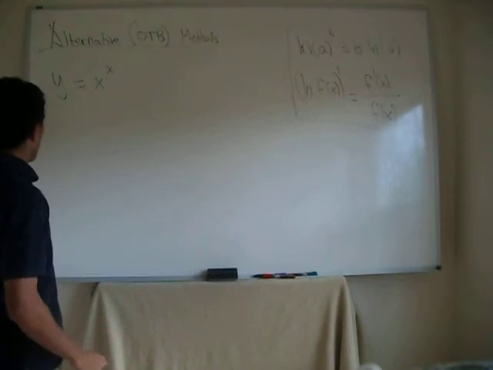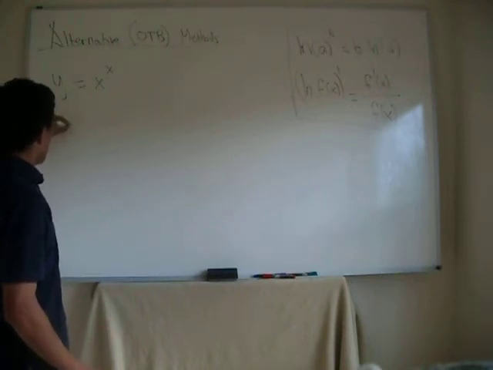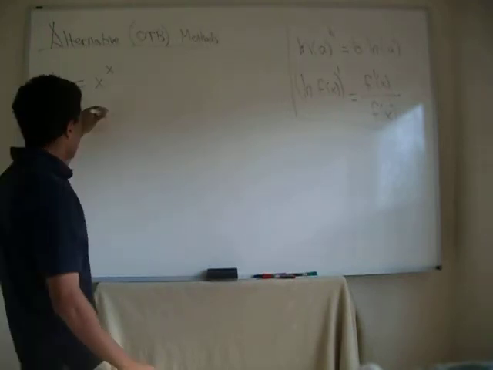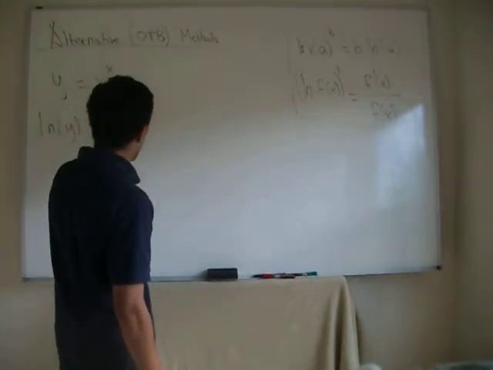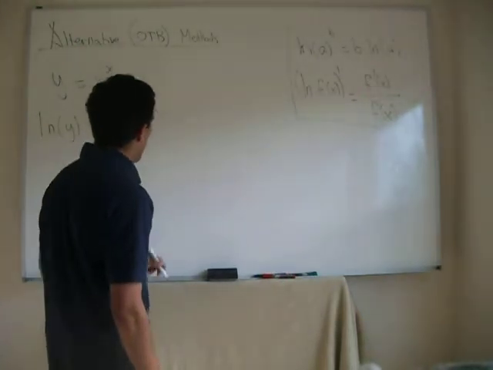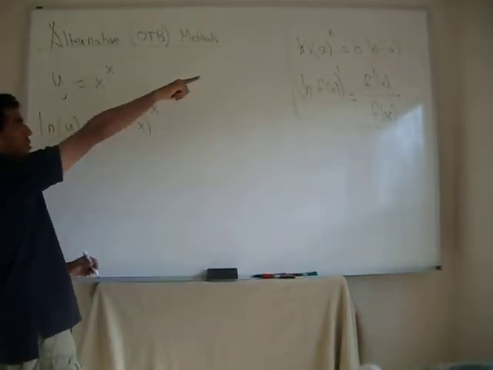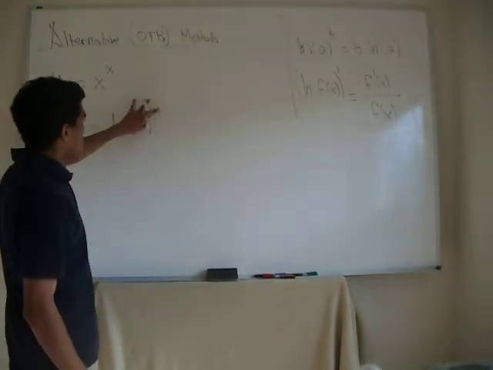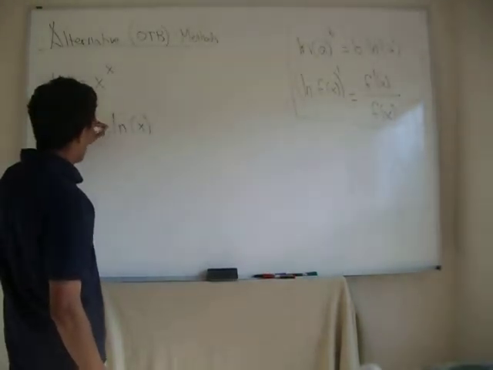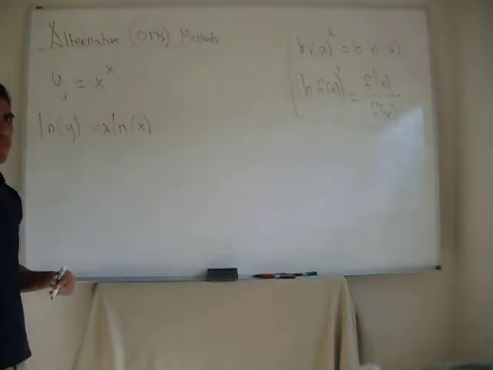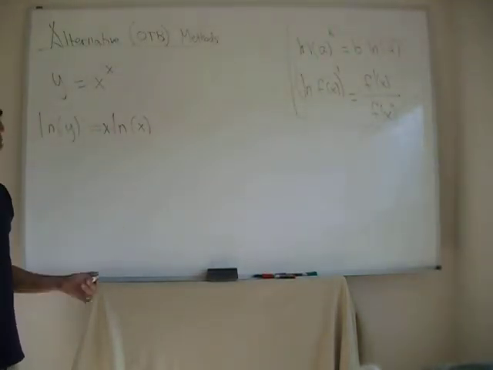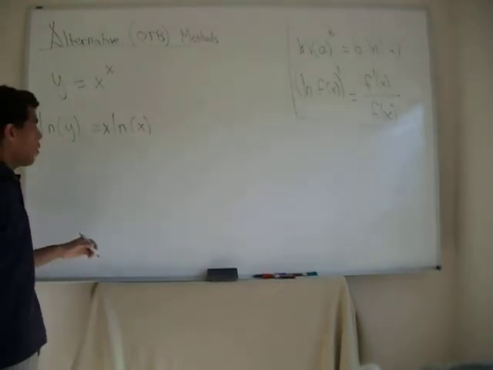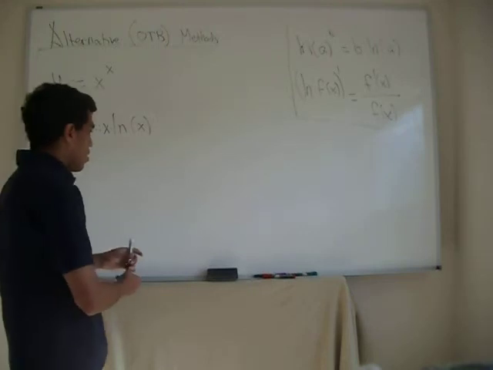Okay, so I'm going to use natural logarithm of y, applying natural logarithm to both sides of the equality. Natural logarithm of x powered to x, and this, according to that property right there, is equal to x times logarithm of x. Okay, I just skipped a step just to have a bit more clean, organized board. Okay, next step, I just take the derivative.